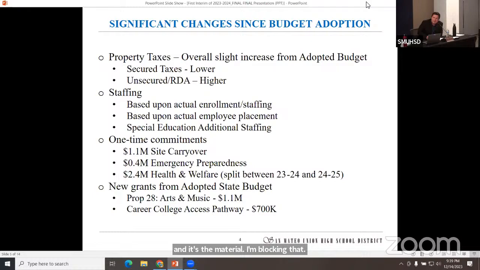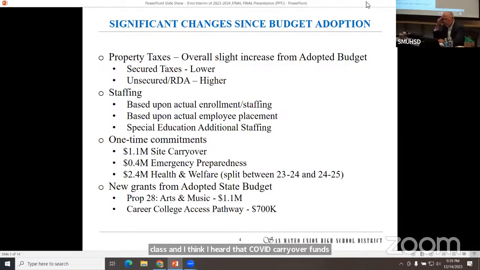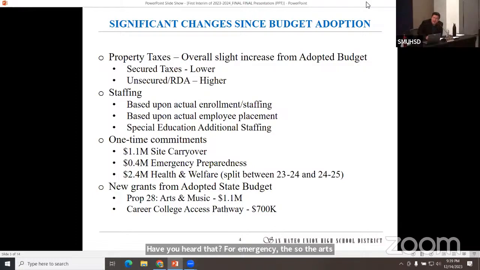Trustee Griffin: Quick question. I was in a class and I think I heard that COVID carryover funds are going to be allowed to be retained to use for emergency preparedness. Have you heard that? For emergency, so the Arts, Music, and Instructional Materials block grant, I know that there is flexibility in that grant to do that. I'd have to look at the Learning Recovery Emergency Block Grant to see if that's an allowable expenditure, but I can check that out and send it to the board.